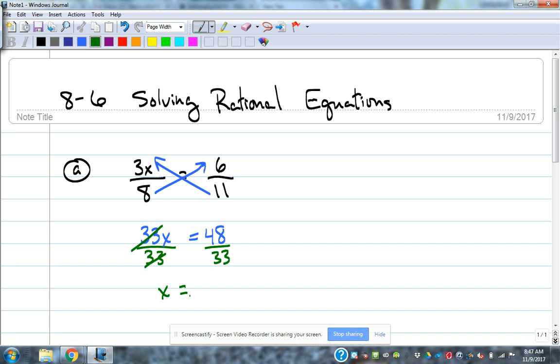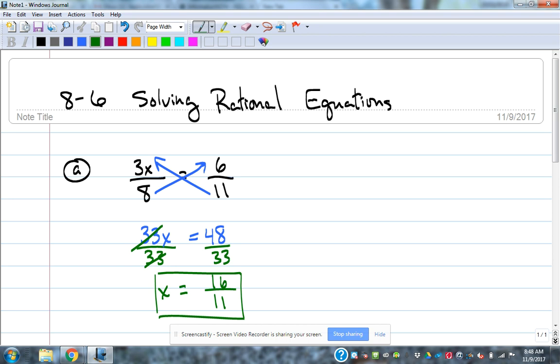Simplify that fraction. 48 and 33, both divisible by 3, because 4 plus 8 is 12, and that's divisible by 3. And so we know 33 is divisible by 3. 11 and 16. And we found the answer to a rational equation. But it's a proportion when it's one fraction equal to another fraction.